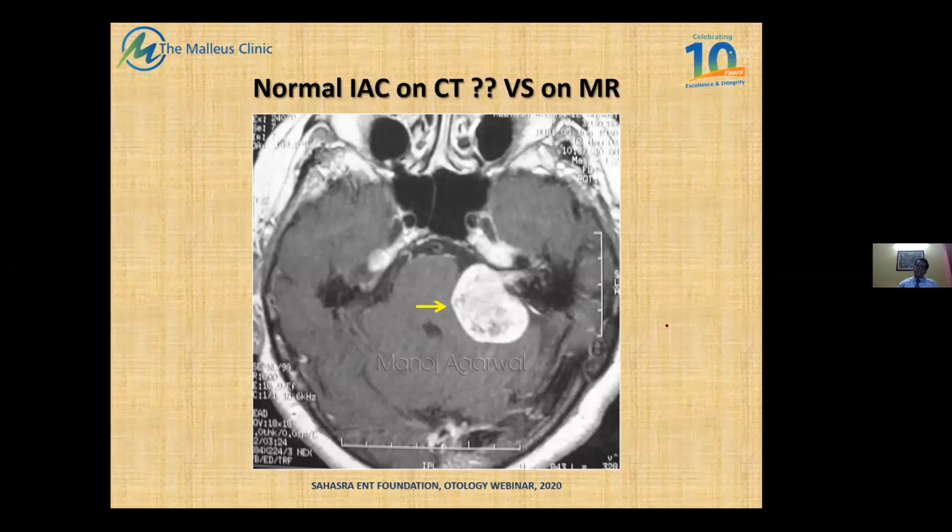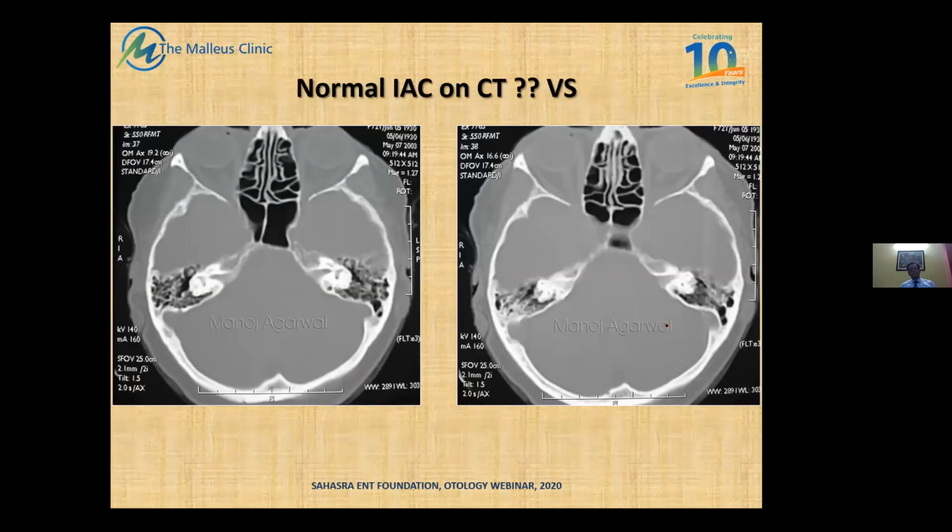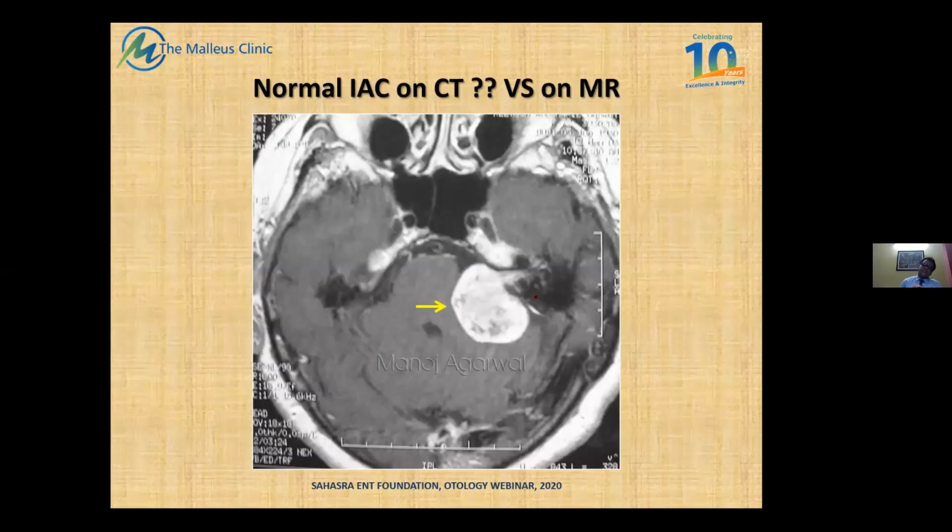This patient is the same as this patient, and this patient was harboring... Just look at the size of the vestibular schwannoma this patient is harboring. Look at the amount of cerebellar and brainstem compression. There's in fact a midline shift over here. So don't waste the patient's money.